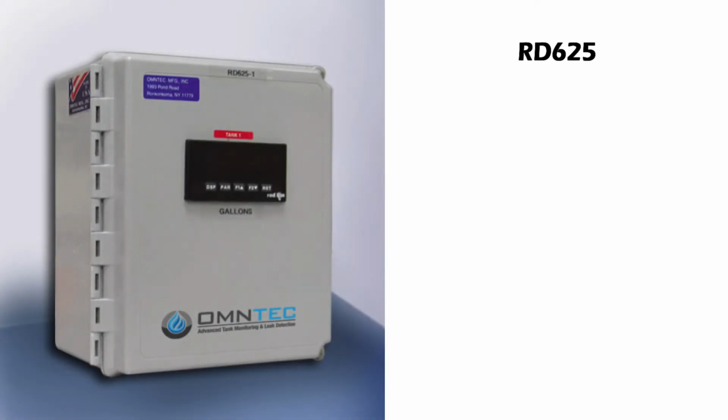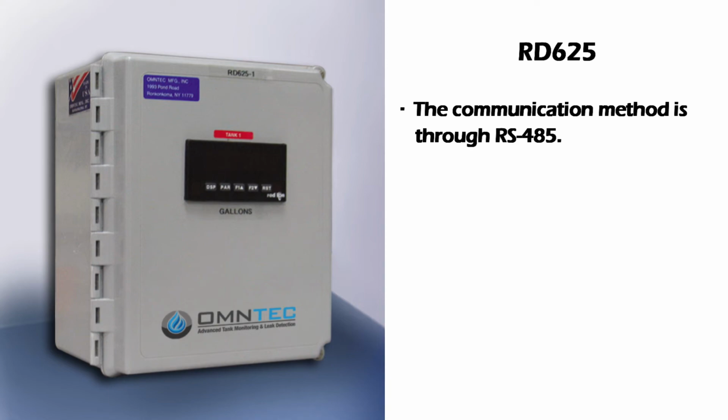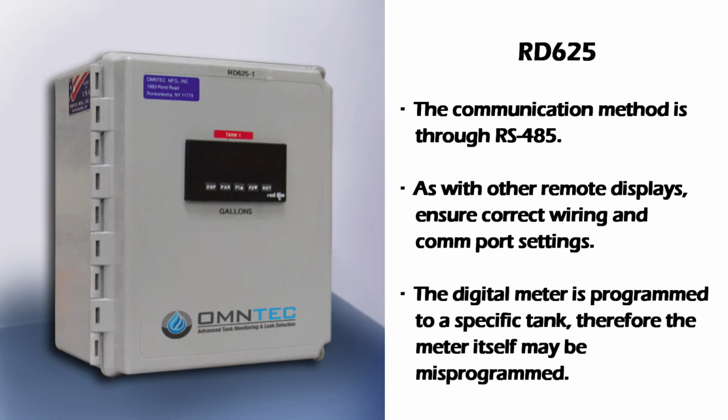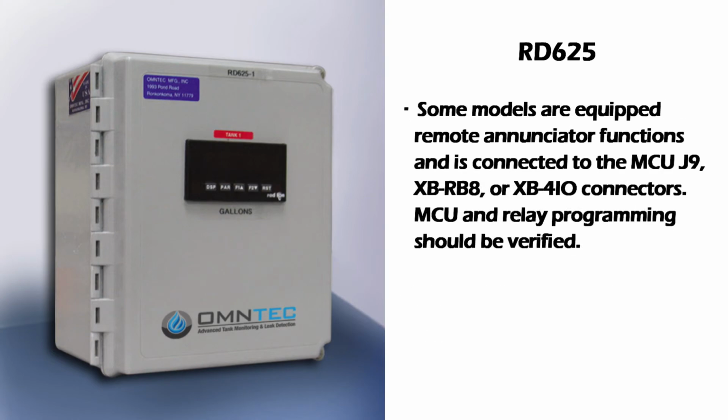Another remote display is the RD625. The communication method is through the RS-485 port. As with other remote displays, ensure correct wiring connections are made and that the COM port settings have been programmed correctly. The digital meter is programmed to a specific tank, therefore the meter itself may be misprogrammed. Some models are equipped with remote annunciator functions and are connected to the MCU J9, XBRB8, or XB4 I/O connectors. MCU and relay programming should be verified.